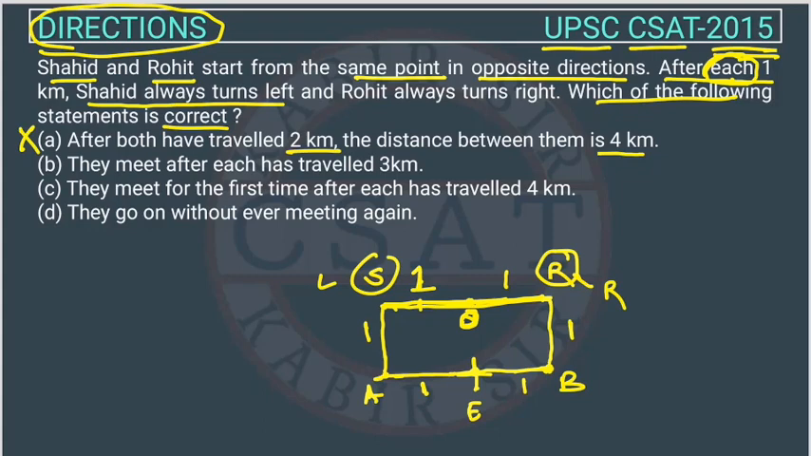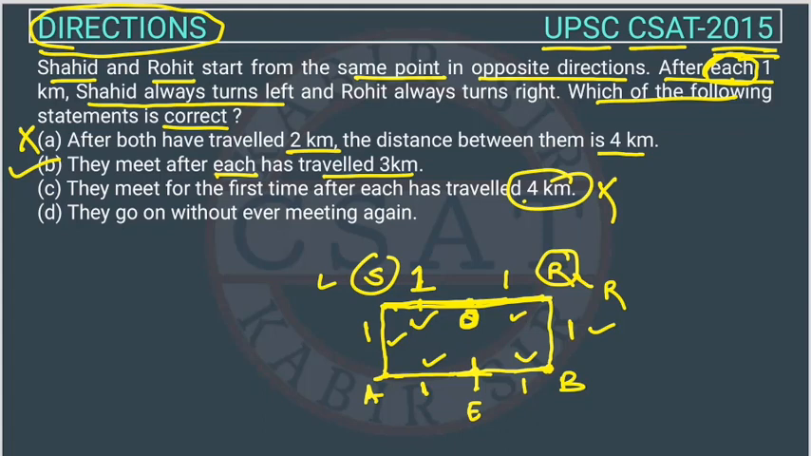They meet after each has traveled 3 kilometers. So Shahid traveled 1 kilometer here, 1 kilometer here, 1 kilometer here, right, and reached here. Similarly, Rohit traveled 3 kilometers and reached here. So this is correct because each traveled 3 kilometers and they are meeting. Okay. Now the third option we will check. They meet for the first time after each has traveled 4 kilometers. This is wrong. They traveled 3 kilometers. Now the fourth option.